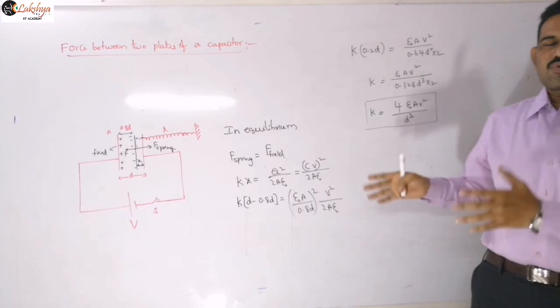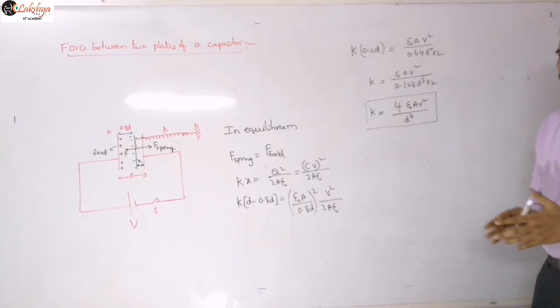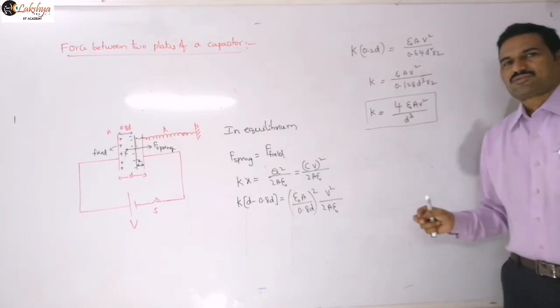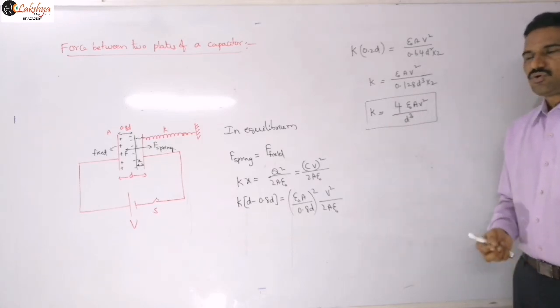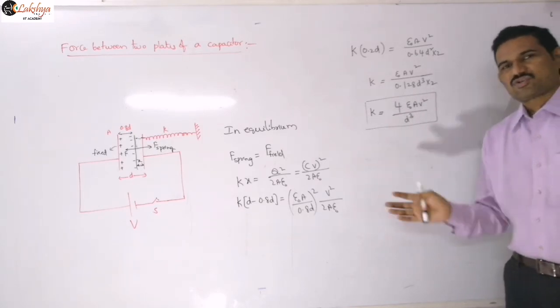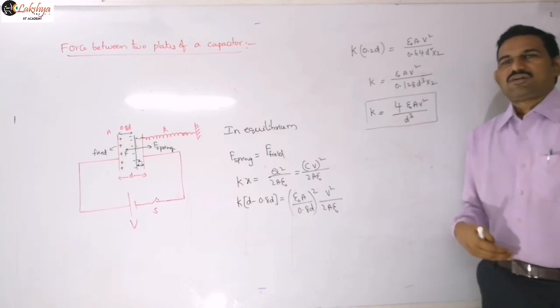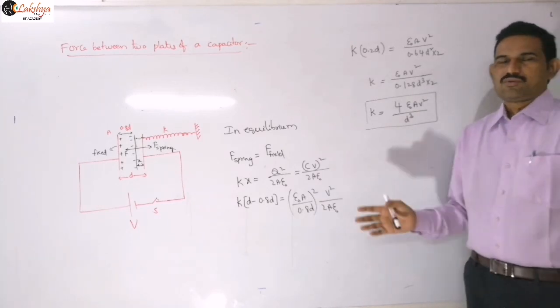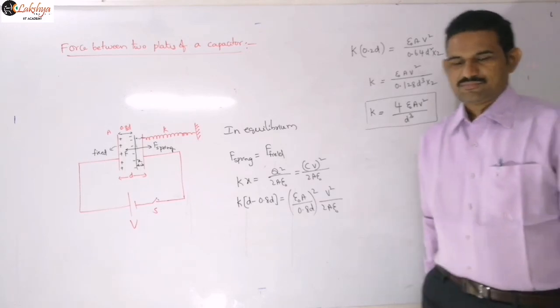So there will be some problems based on the spring, that means a force between the two plates, and work done problems. So you can solve those problems there. Some work done problems will be there. I gave the expressions for when the charge remains constant and when the potential difference between the plates remains constant. So solve the problems based on that, right?